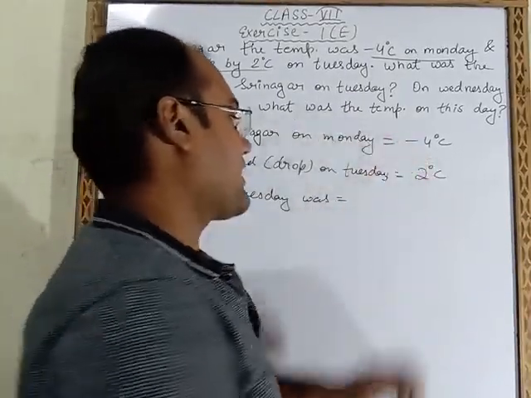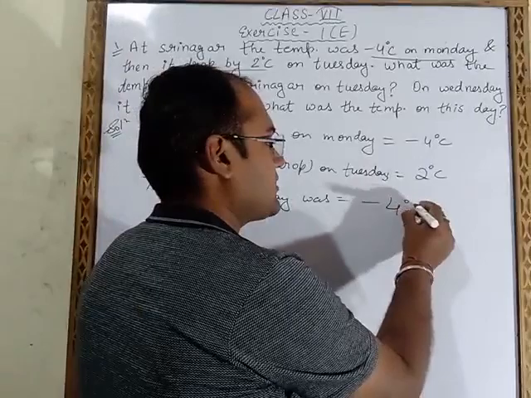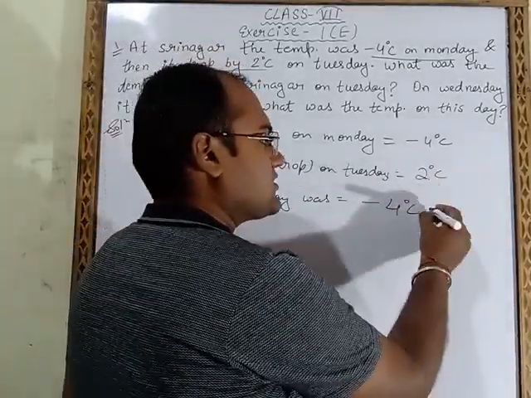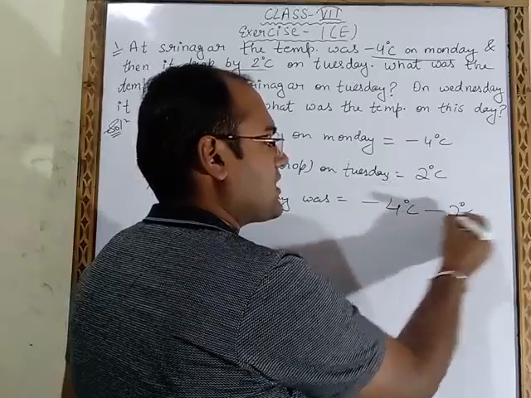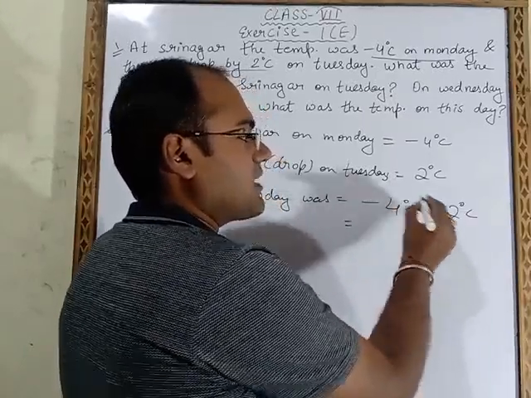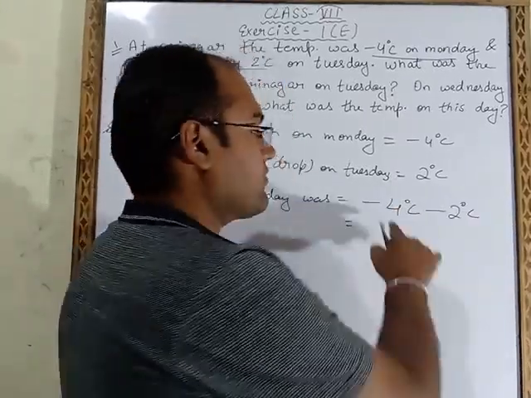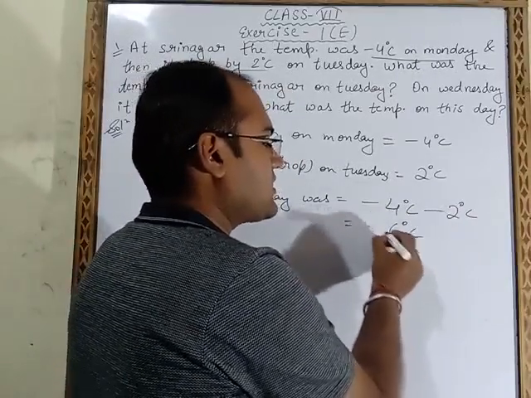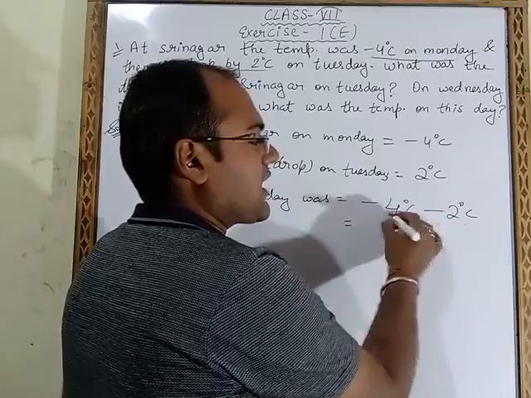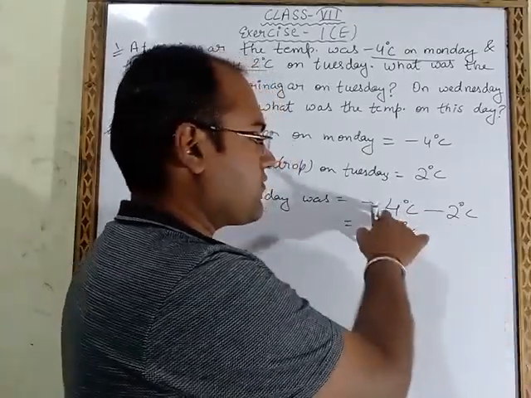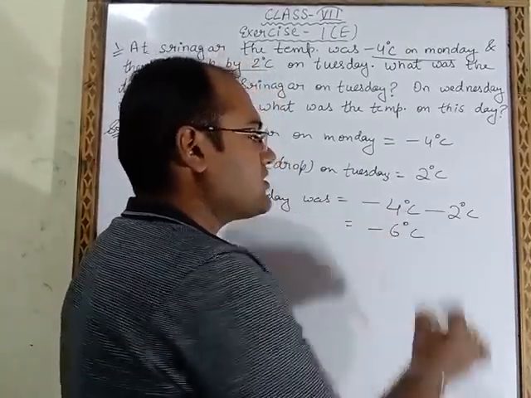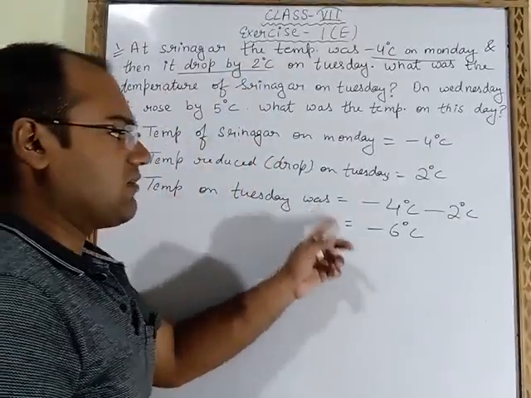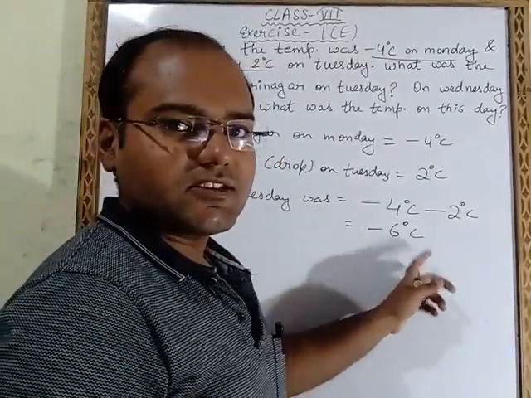Now we have to write how much temperature was there on Tuesday. On Monday it is -4 degrees Celsius. On the next day it gets reduced by 2 degrees Celsius. So -2 degrees Celsius we will do. So minus and minus will become plus. So we have to add these two numbers. 4 and 2 will be 6 degrees Celsius. And these two are having minus sign. Which one is greater here? 4 is greater. 4 is having minus sign. So we will put a minus sign here. That means the temperature on Tuesday was -6 degrees Celsius.